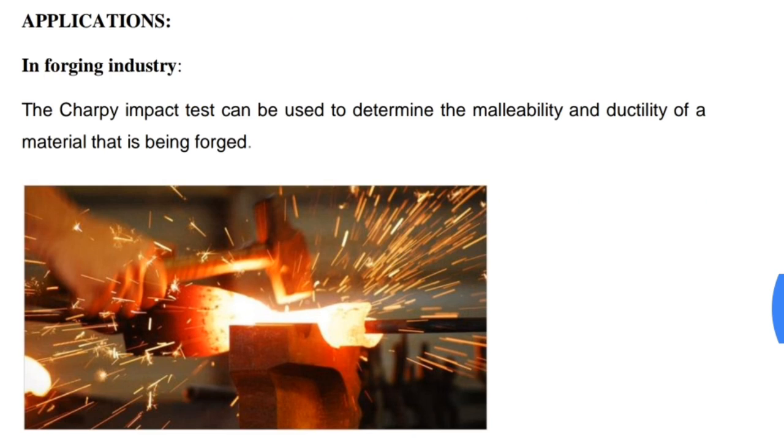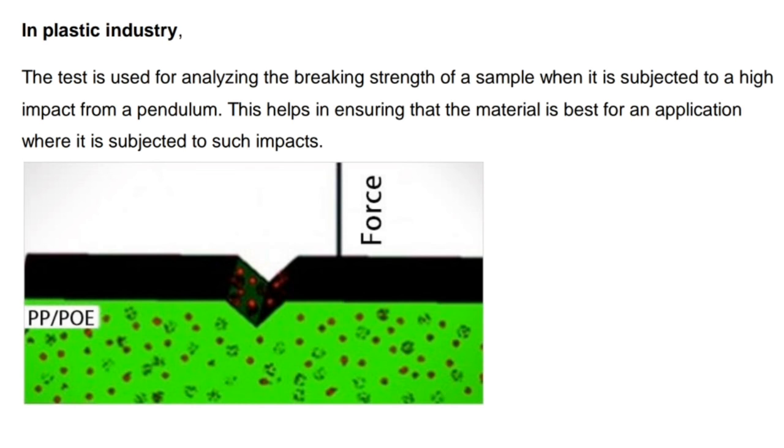Applications: in the forging industry, the Charpy impact test can be used to determine the malleability and ductility of a material that is being forged. In the plastic industry, the test is used for analyzing the breaking strength of a sample when it is subjected to high impact from a pendulum. This helps in ensuring that the material is best for an application where it is subjected to such impacts.